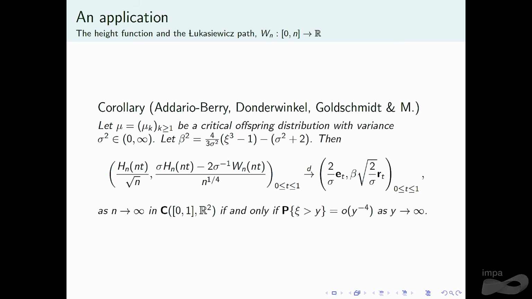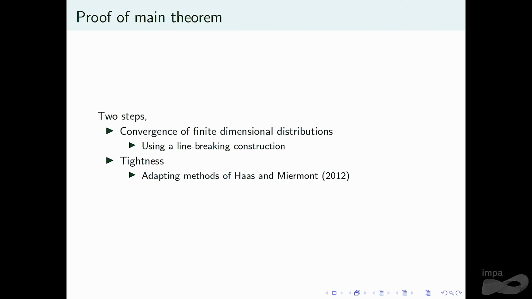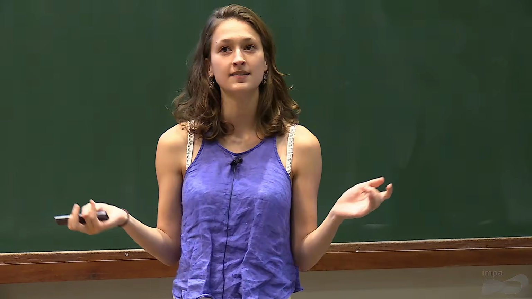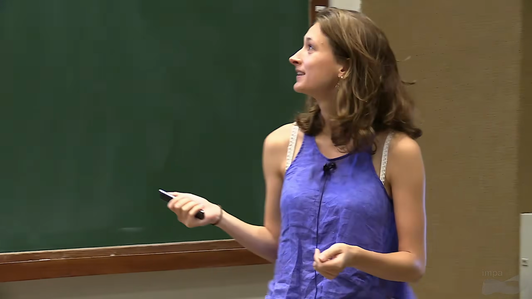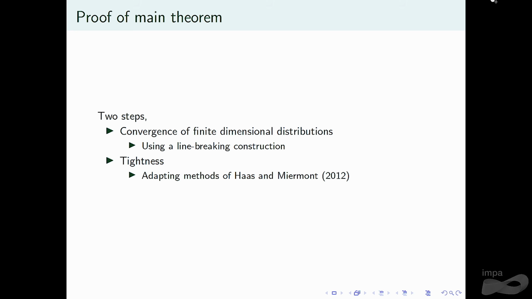Okay, so that's one of our nice applications that I think is fun to see first. So I'll talk a little bit about the proof. The proof is in two natural steps: convergence of finite dimensional distributions and tightness. I think for the purposes of today, we're here to have fun, so we'll just talk about convergence of finite dimensional distributions. I'm happy to talk about tightness offline, though.